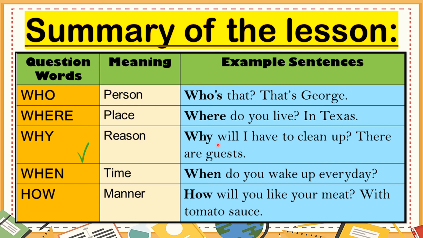The third one is why, meaning reason. Examples, why will I have to clean up? There are guests. The next one is when, meaning time. When do you wake up every day? The next one, how, meaning manner. How will you like your meat? With tomato sauce.